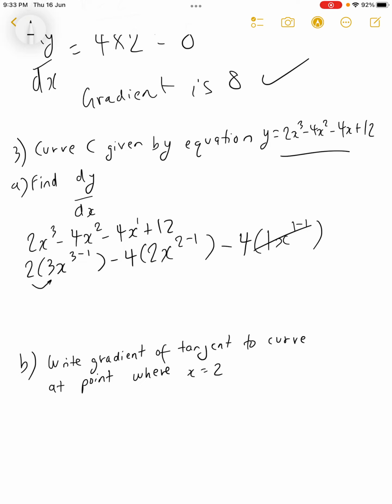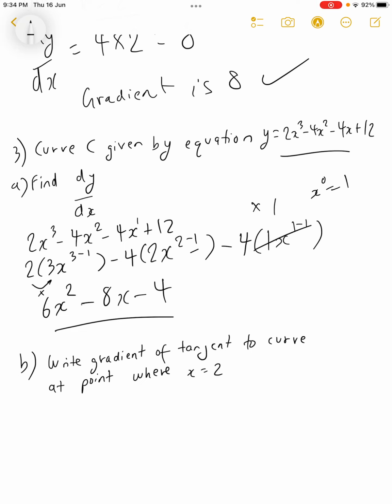Now the next thing, I'm just going to multiply these two terms together to give you 6x squared minus 4 times 2 is minus 8x, and the power is just 1. And in this case, since x is to the power of 0, x raised to the power of 0 becomes 1, minus 4 will be times by 1 to give you minus 4. So this is your differentiated function, the derivative.